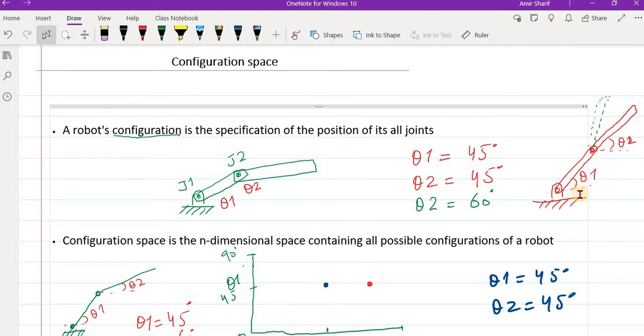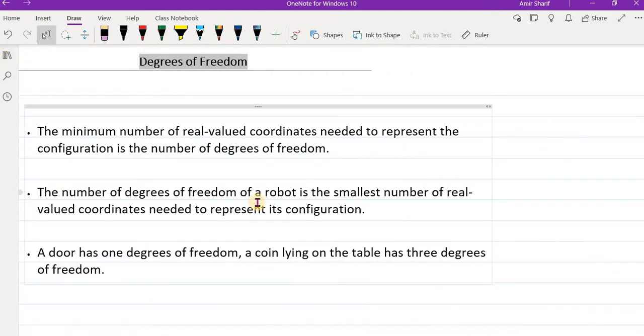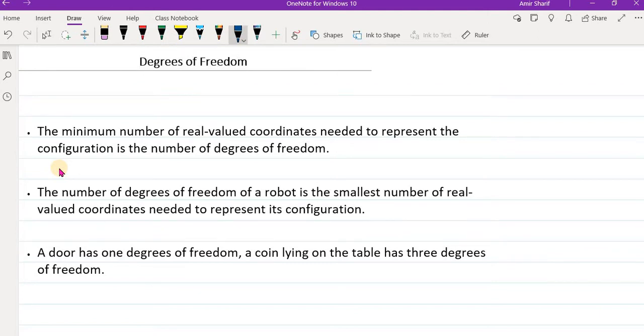Okay, so we have seen the configuration space, and once it's clear, now we can move to degrees of freedom. So what are the degrees of freedom? We already had an introduction in the previous lecture, so here we shall try to go into detail. One definition says that the minimum number of real valued coordinates needed to represent the configuration is the number of degrees of freedom.